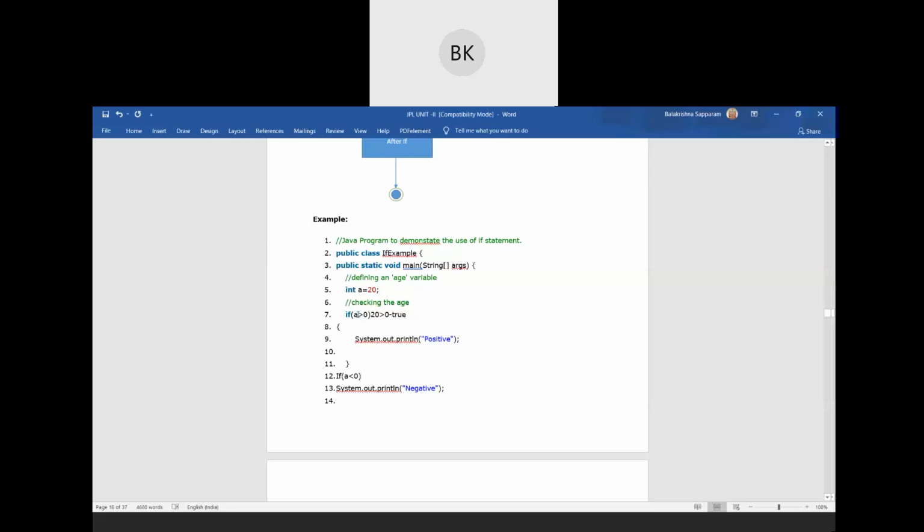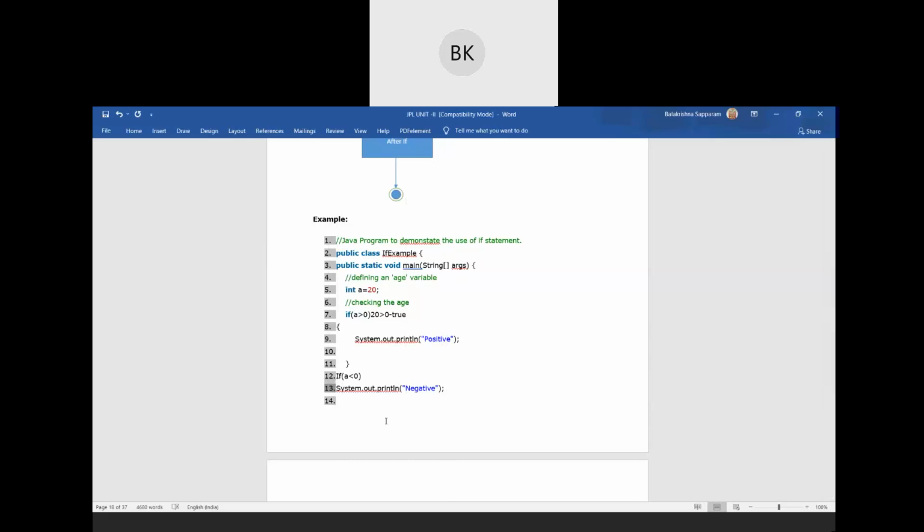20 is greater than 0, so you will get only positive. Next, check 20 is less than 0. That is false, so System.out.println is not executed. Negative is not executed. This is one kind of solution. What's the problem in this solution?